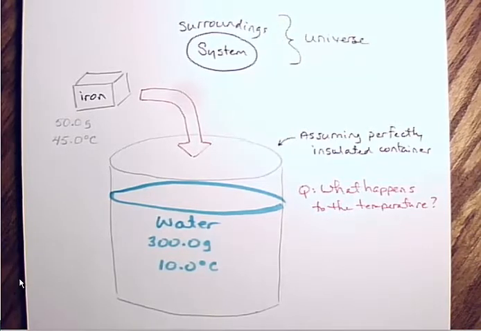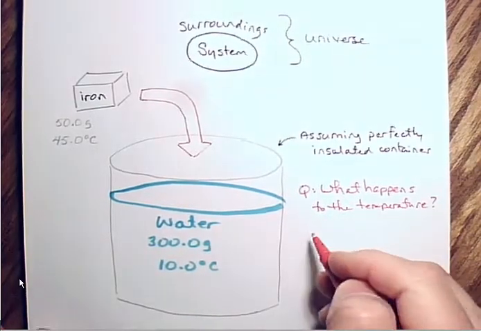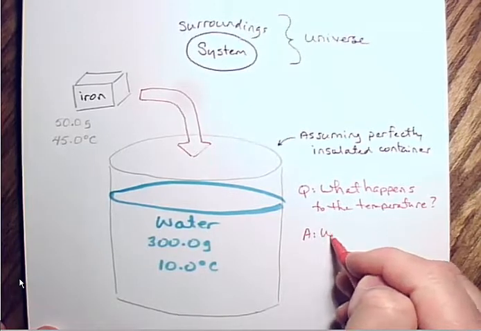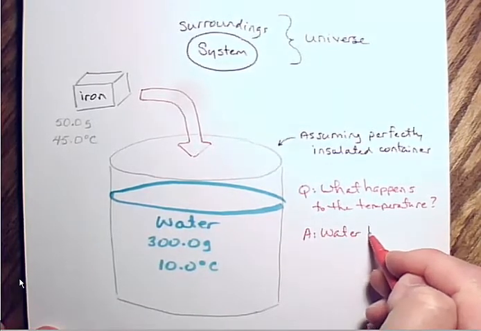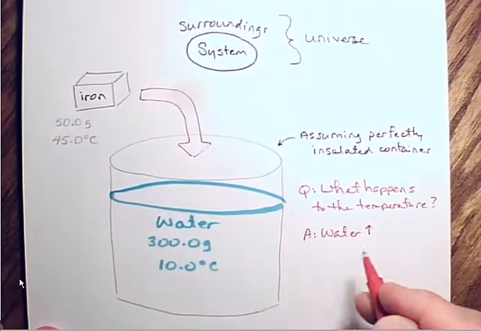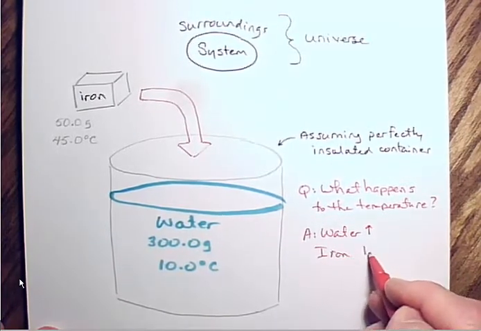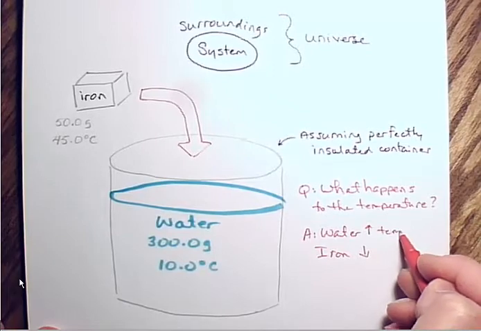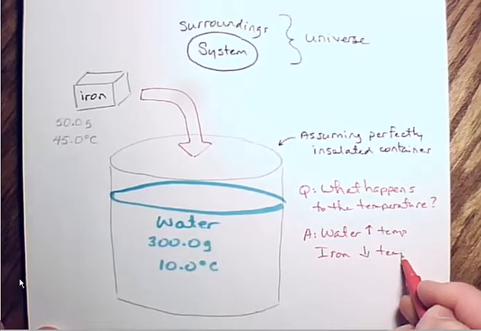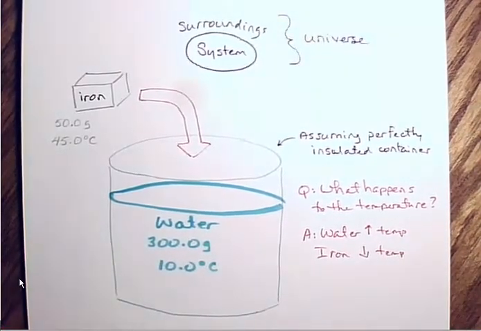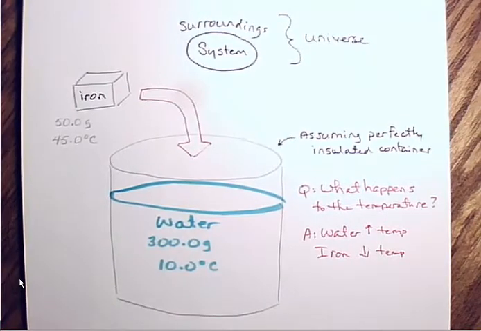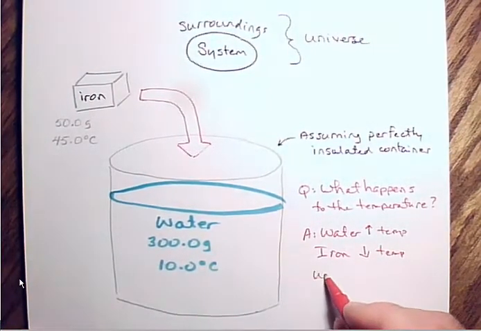All right. So what's going to happen here is that the water temperature you're expecting to go up, and the iron temperature, you're expecting to go down. And when does it stop going up and down? When they're the same temperature, or you reach equilibrium.